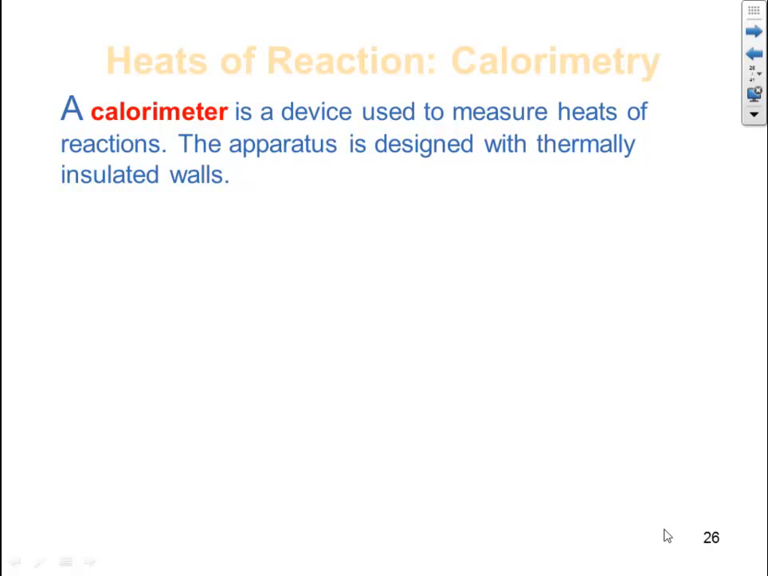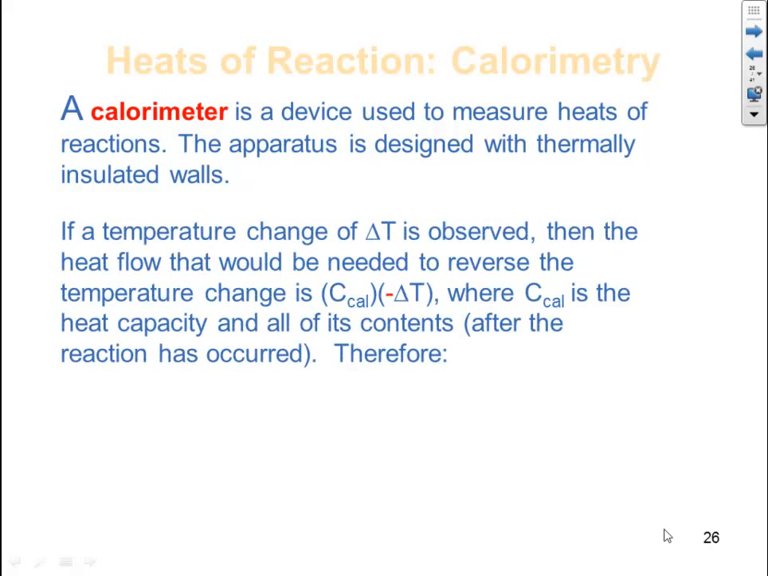A calorimeter is a device used to measure heats of reactions. The apparatus is designed with thermally insulated walls. If a temperature change of delta T is observed, then the heat flow that would be needed to reverse the temperature change is your calorimeter constant times your delta T, change the sign, where calorimeter is the heat capacity of all its contents after the reaction has occurred. Therefore, the Q of the reaction is equal to the negative of your calorimeter constant times your delta T.